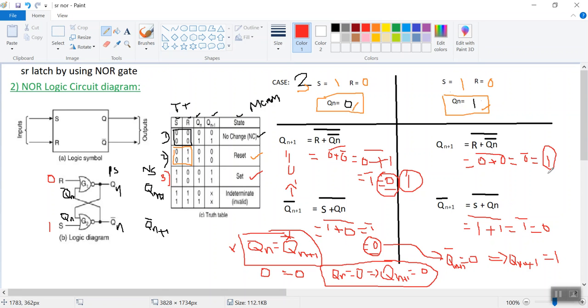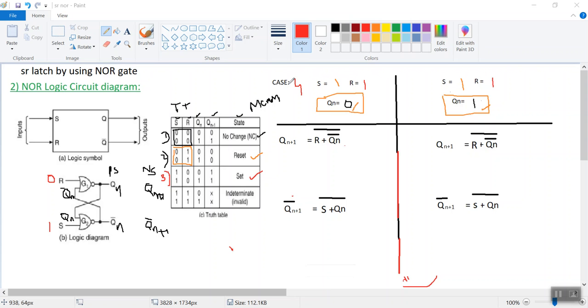Okay, so in this particular case, when Qn is equal to 1, here we got the resultant as 1 for Qn plus 1 and 0 for its complement. So the vice versa case is happening in this particular case, whereas in this particular case only we are getting a problem. For that problem we are considering that when Qn plus 1 bar is equal to 0, we can say that definitely Qn plus 1 is always equal to 1 only. So this is our set state condition.